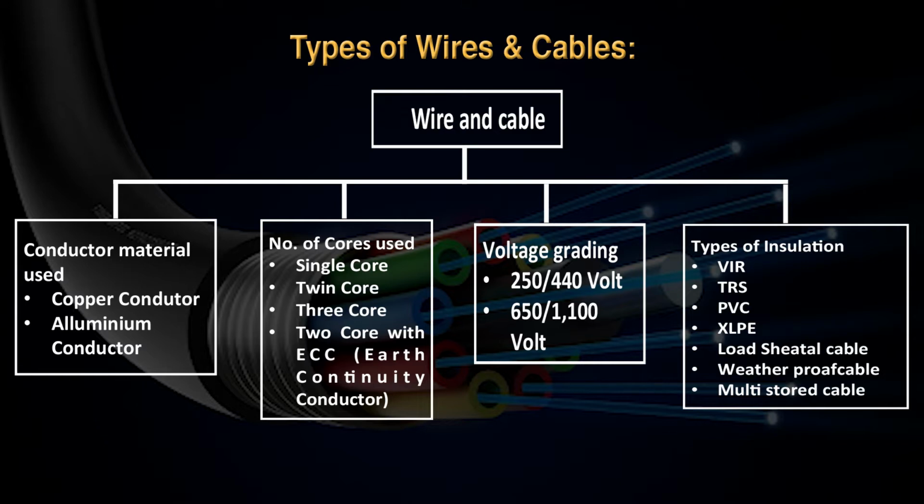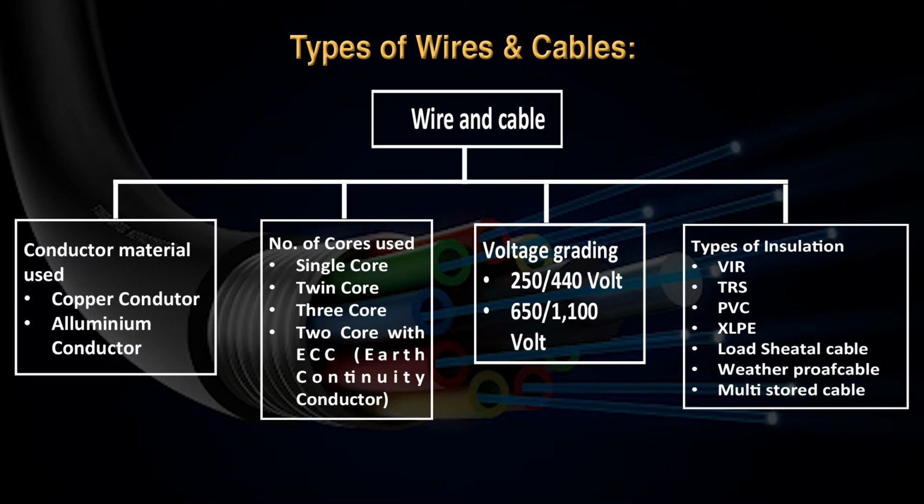240/440 volt cable or wire. It can also be classified as 650/1100 volt. Now we are going to classify wire and cables on the basis of the type of insulation.